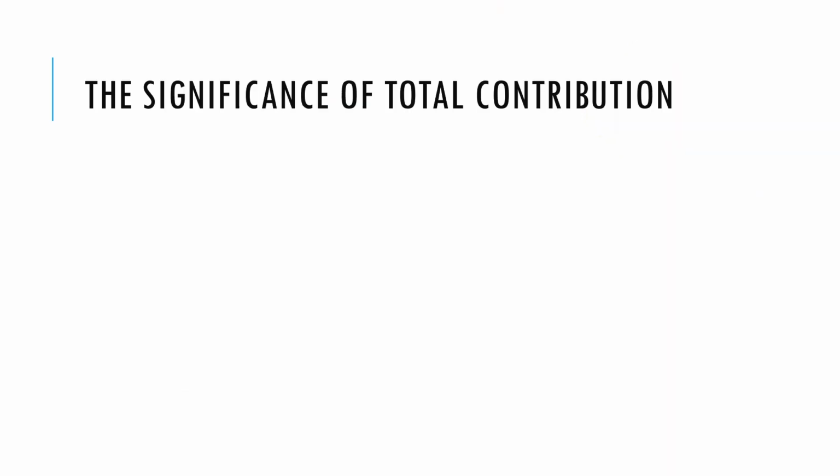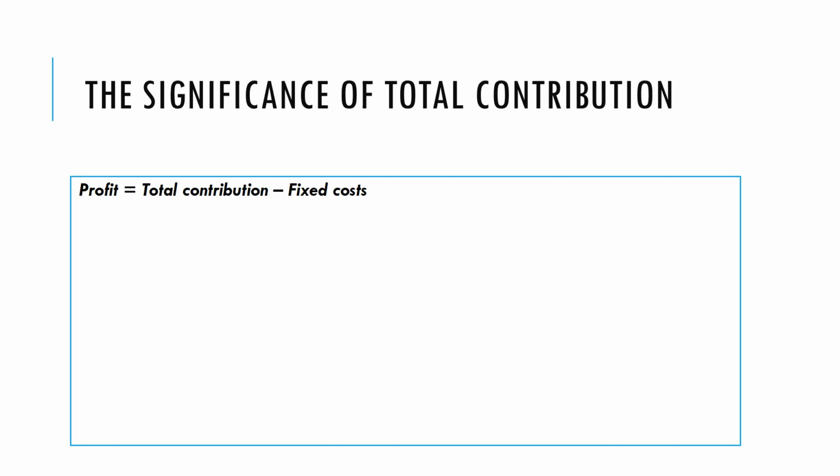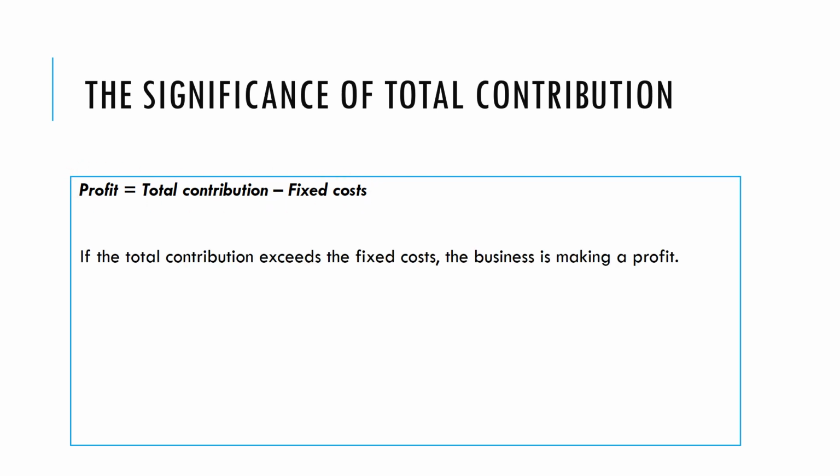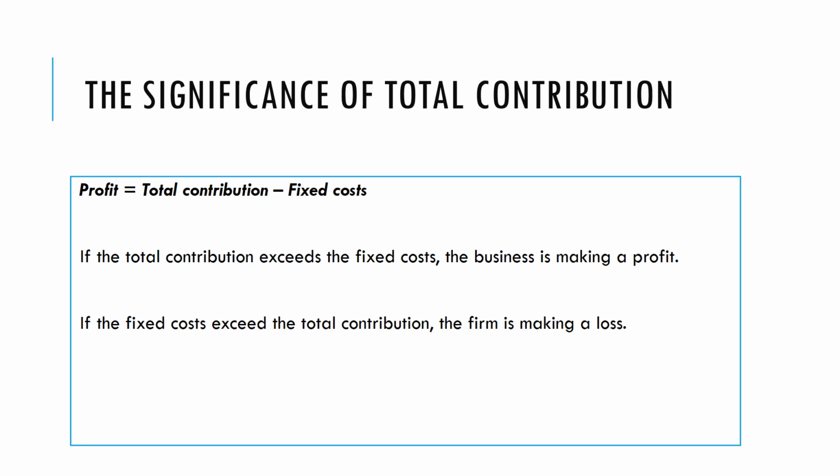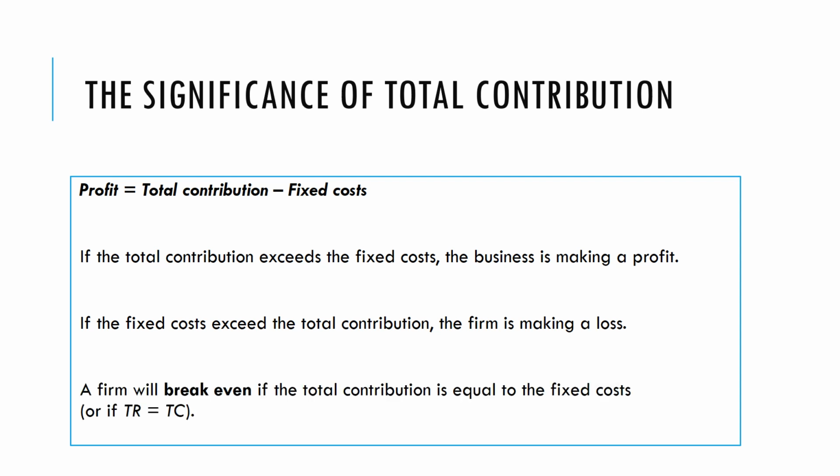So contribution is significant because it helps us work out the profit. Profit we can calculate by taking the total contribution and subtracting the remaining fixed costs. Again, this is a formula we should have down in our notes. Looking at that formula, if the total contribution is bigger than the fixed cost, the business is making a profit, happy days. However, if the fixed costs are bigger than the total contribution, the business would be making a loss. Not happy days, sad days. Now a firm will break even, not make a profit, not make a loss, if the total contribution is equal to the fixed costs. This is an important concept, and we're going to look at it next.